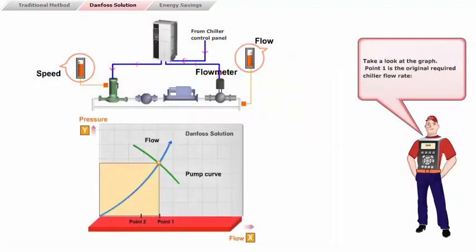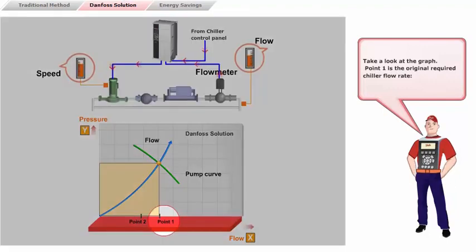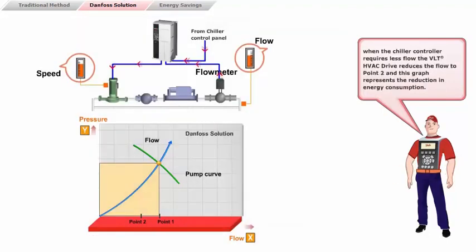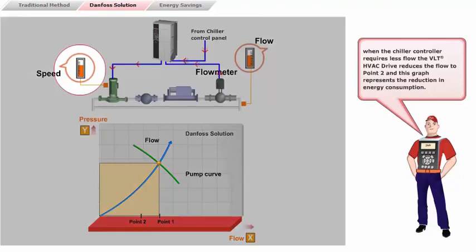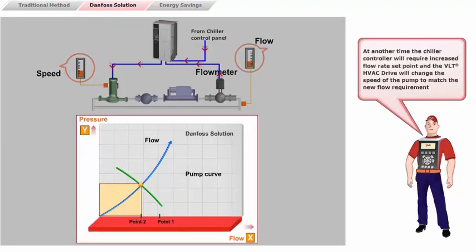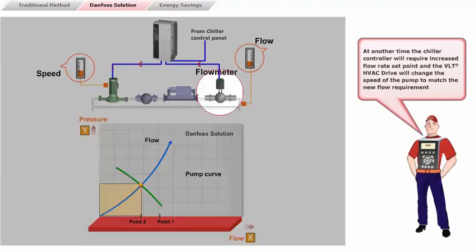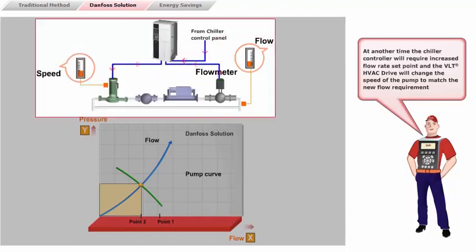Take a look at the graph. Point 1 is the original required chiller flow rate. When the chiller controller requires less flow, the VLT HVAC drive reduces the flow to point 2, and this graph represents the reduction in energy consumption. At another time, the chiller controller will require an increased flow rate set point, and the VLT HVAC drive will change the speed of the pump to match the new flow requirement.